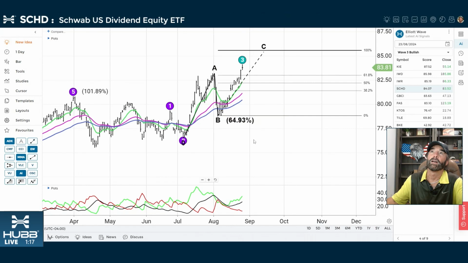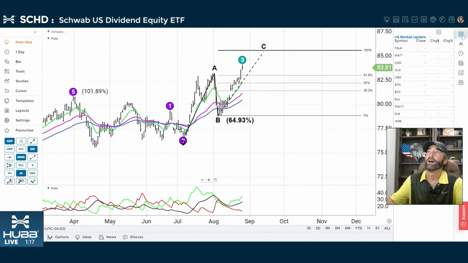So I like a lot about this. I like the zigzag in here. I like where the B wave is, right around that 61.8% level. I like the sector that this is in. This goes back to, so I'm going to switch away from the AI for a moment.